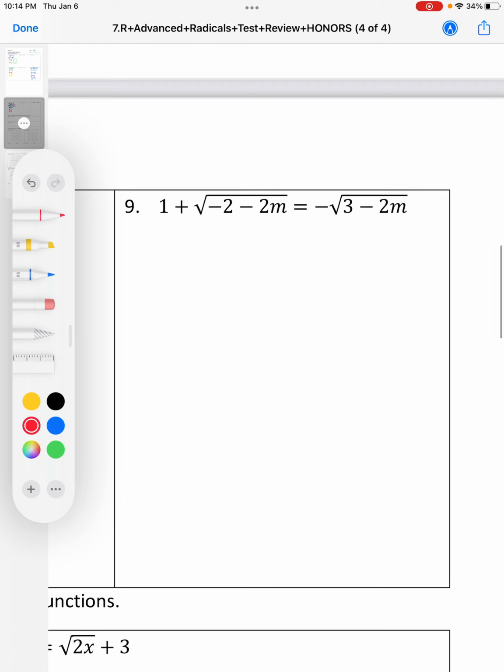Question 9 is one of the harder ones. I don't want to go through this on the video because we've already talked about it in class, and I want you to try it. The answer key will be on Canvas, and we can talk about it when I'm back. So I want you to try to do this one.